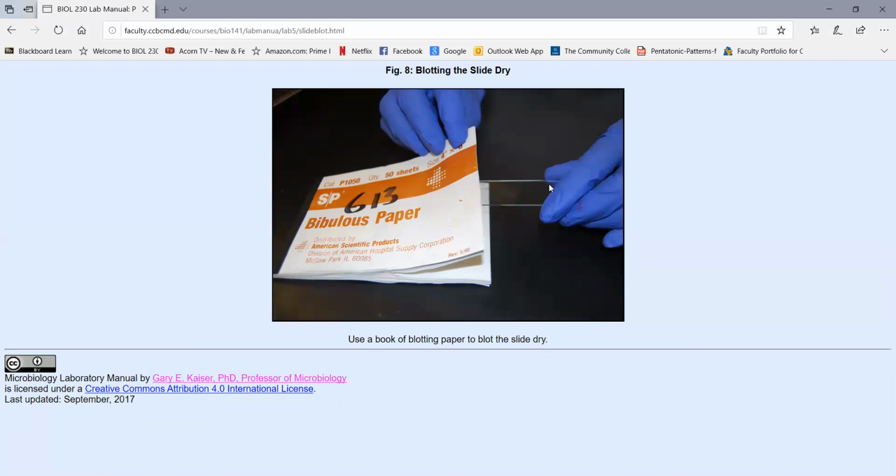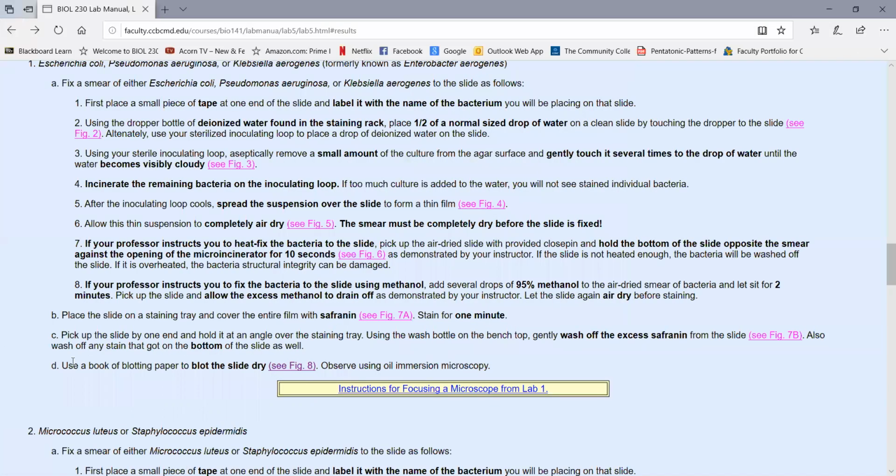So we want to blot off the water because your oil is going to go directly on the smear. And oil and water don't mix, so the slide has to be completely dry before you add the oil. So put it in, rub it gently, move it around 2 or 3 times until you've blotted off all the excess water. At that point, you can put your drop of oil on the slide and observe using oil immersion microscopy.